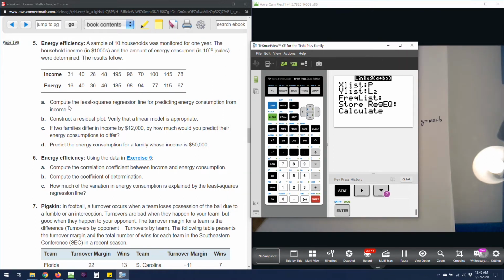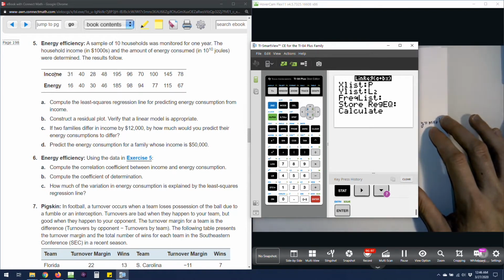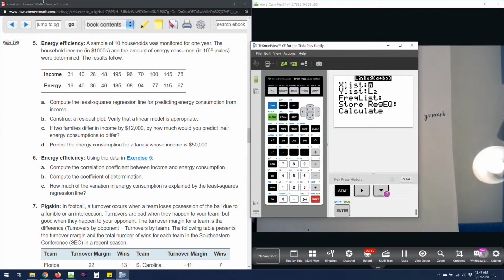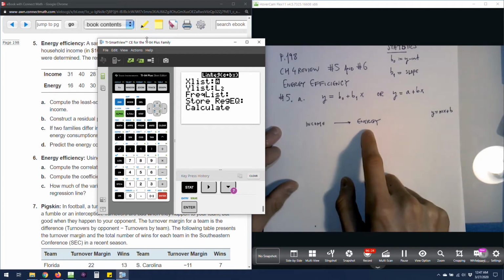It says here we want to compute the least squares regression line for predicting energy consumption from income. So we're predicting the energy consumption from the income. Let me say that one more time. We're predicting the energy consumption from the income. That means income is going to explain or predict the energy consumption. Income is going to predict the energy, it's going to explain the energy.